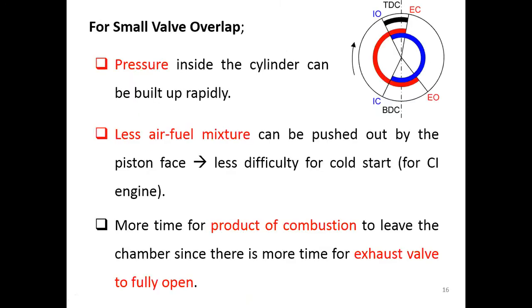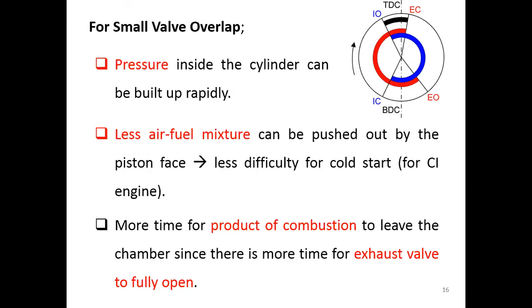Now, for the small overlap, what happens? If you go for the small valve overlap, you can have the pressure inside the cylinder build up rapidly, because the time that both the intake valve and the exhaust valve are open together is short. So most of the time, your cylinder is a closed vessel. By that, the pressure inside the cylinder can be built up rapidly.